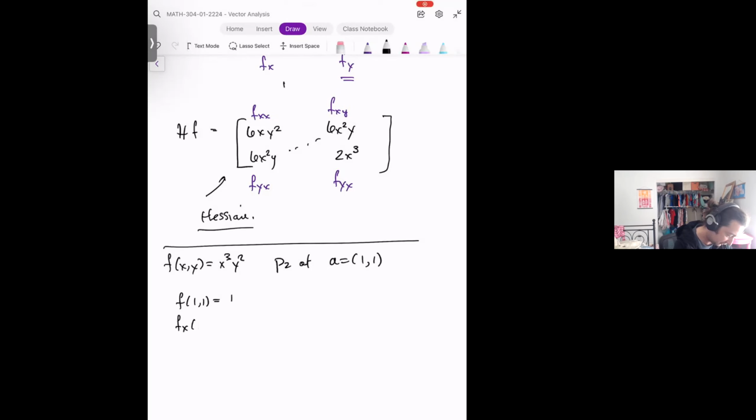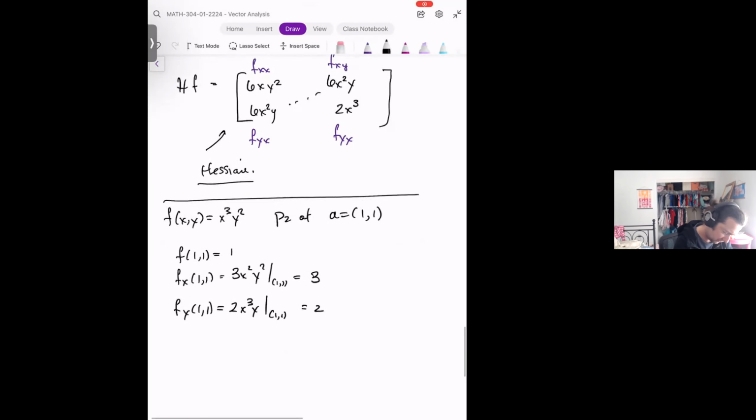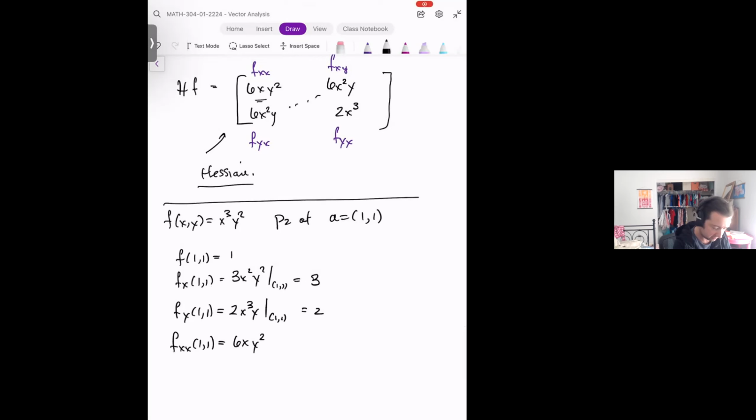And I need fx at (1, 1), which is 3x squared y squared evaluated at (1, 1), which is 3. I need fy at (1, 1), which is 2x to the third y evaluated at (1, 1), which is 2. And I need fxx at (1, 1), which is 6xy squared. See, already up here, I can just go up here and read off what these are if I know what the Hessian is. So it's 6xy squared evaluated at (1, 1), which is 6. And fyy at (1, 1) is 2x to the third at (1, 1), which is 2. And then fxy is equal to fyx, which is 6x squared y evaluated at (1, 1), which is 6.